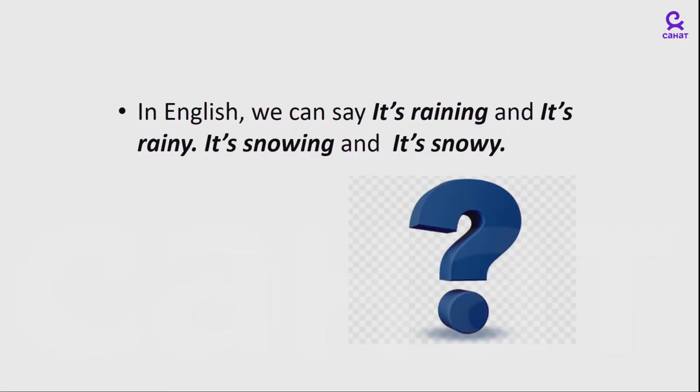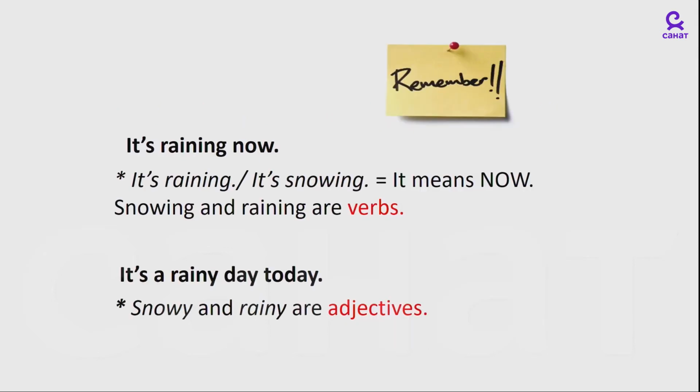Let me ask you something. What's the right way to say it's rainy or it's raining? Yes, both of them are correct. In English, we can say it's raining and it's rainy. It's snowing and it's snowy. Look at these two sentences. It's raining now. In the first sentence, when we say it's raining, it means now. Remember, snowing and raining are verbs.